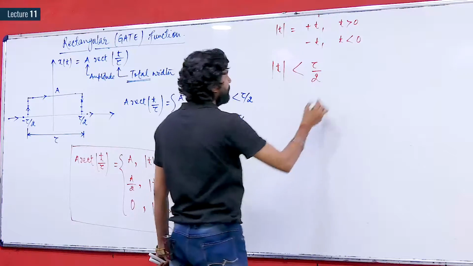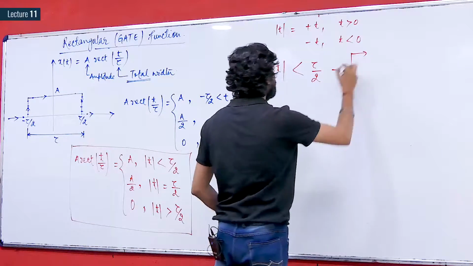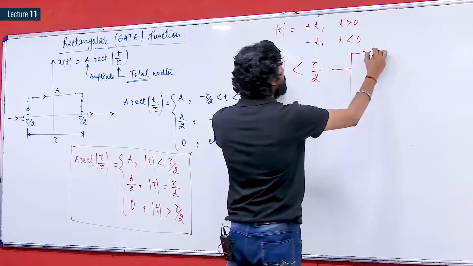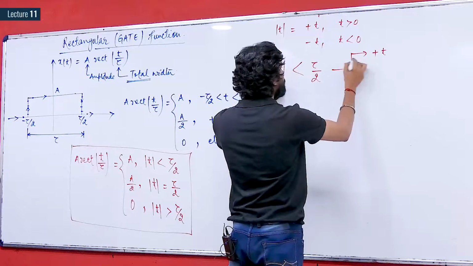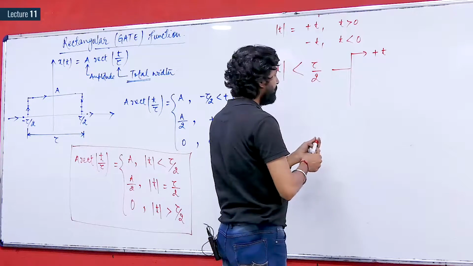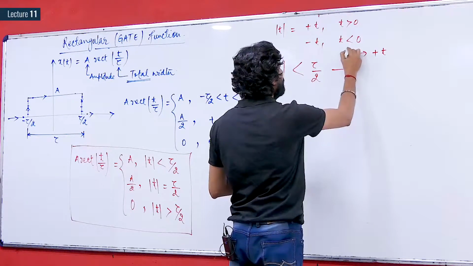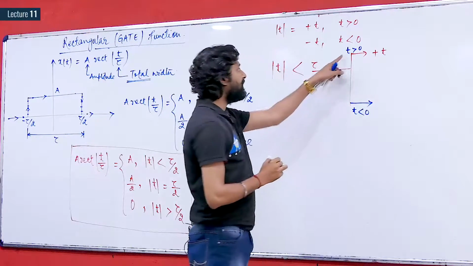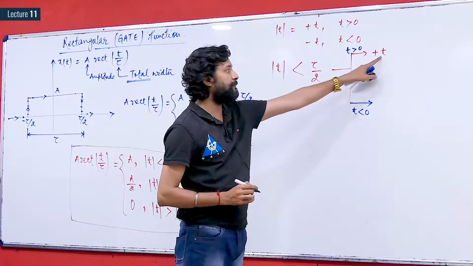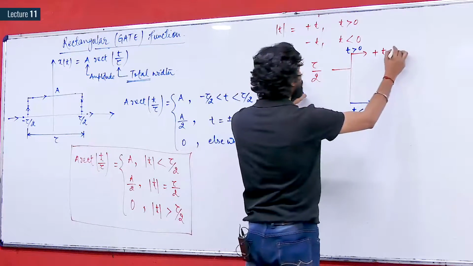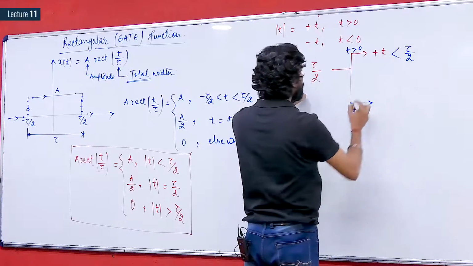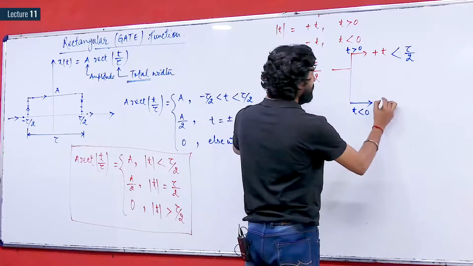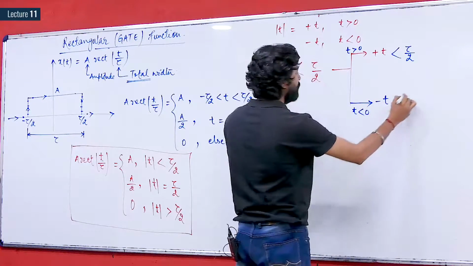We are taking two cases: first for t greater than 0 and then for t less than 0. If t is greater than 0, then mod of t can be written as plus t, so this plus t should be less than tau by 2. And if t is negative, that is t less than 0, then mod of t will be minus t, and this minus t must be less than tau by 2.